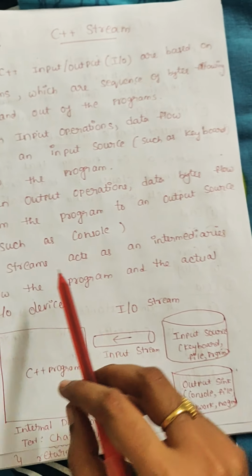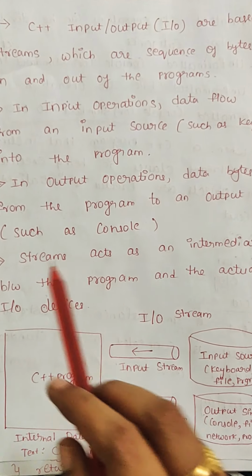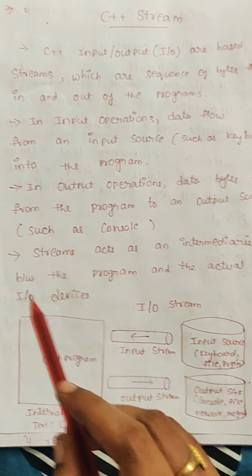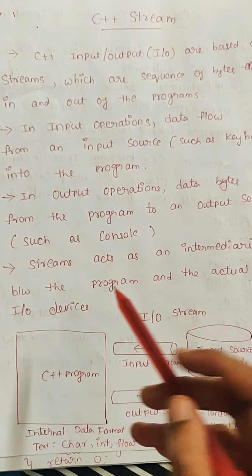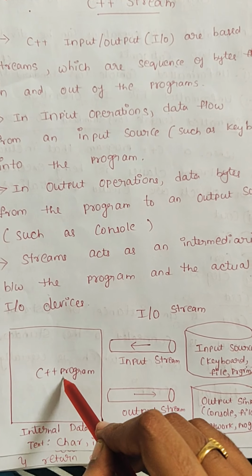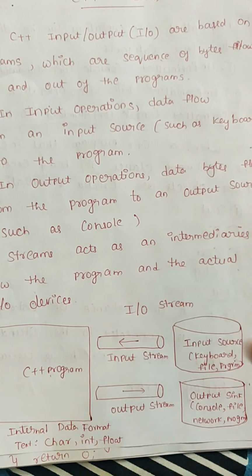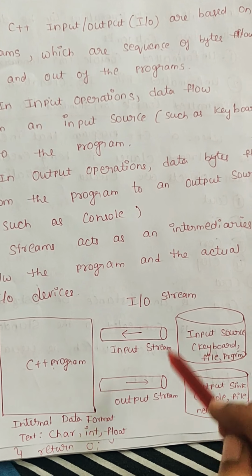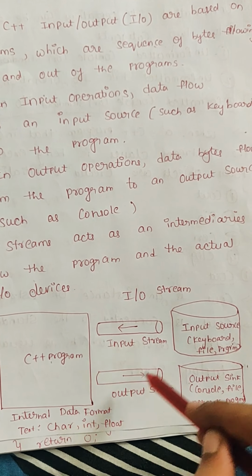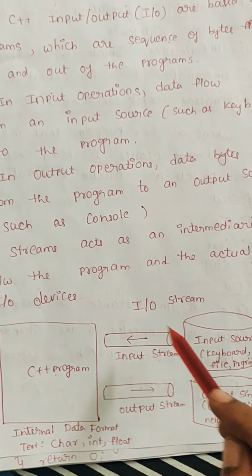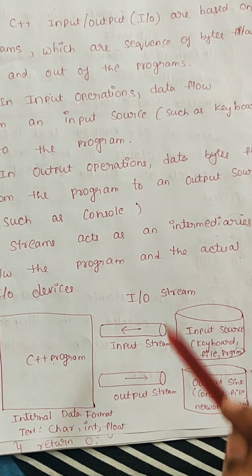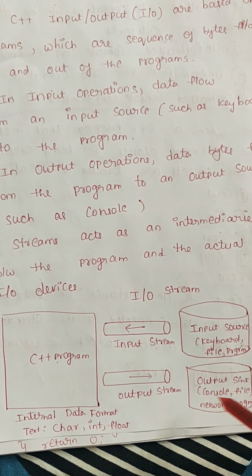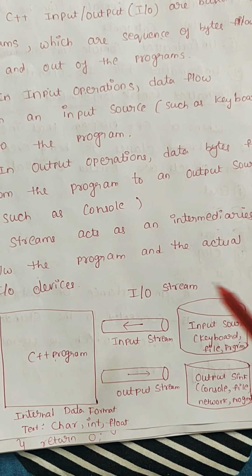These streams act as an intermediate between the program and the actual input and output devices. If it is a C++ program and these are the input and output devices, the streams act in between them. We call them intermediate devices between the program and the actual input and output devices.